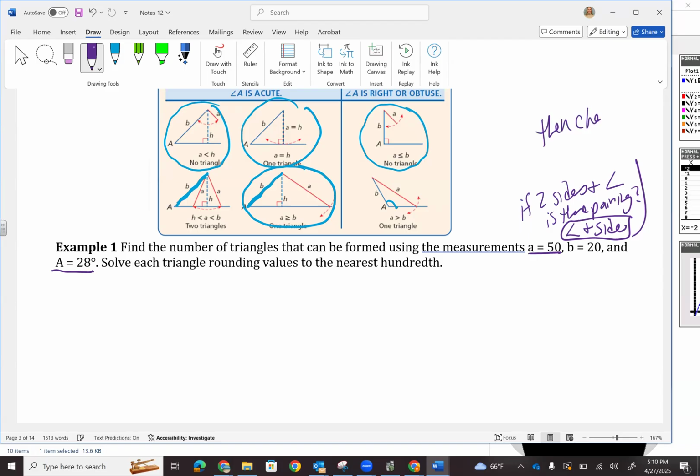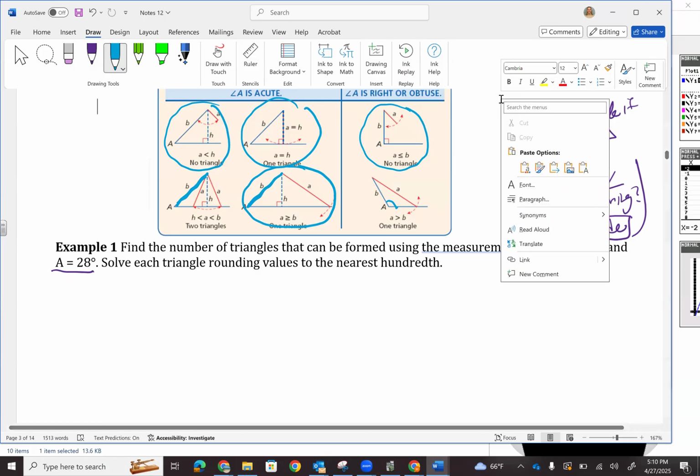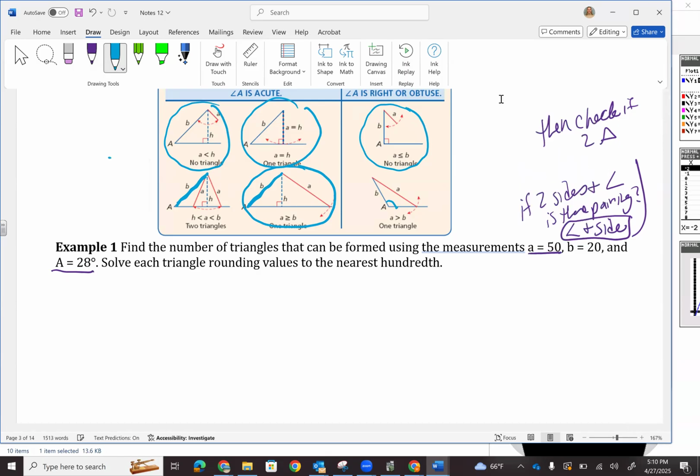Then check if two triangles... If it was two sides, I don't know why this isn't writing for me. Maybe it's lagging. Okay. If it has two sides and an angle and not a pairing, you'd have side angle side.